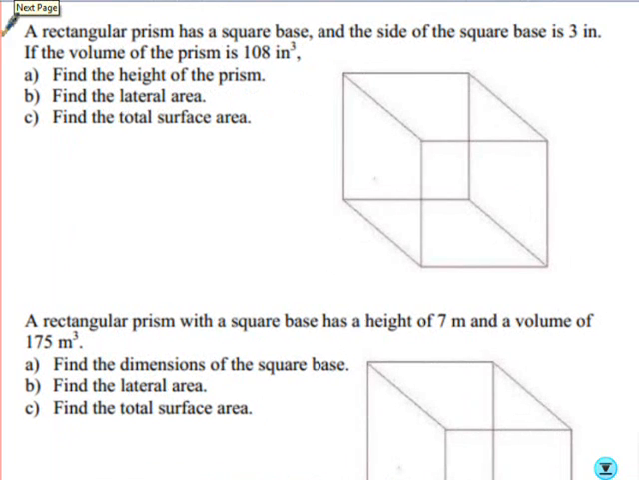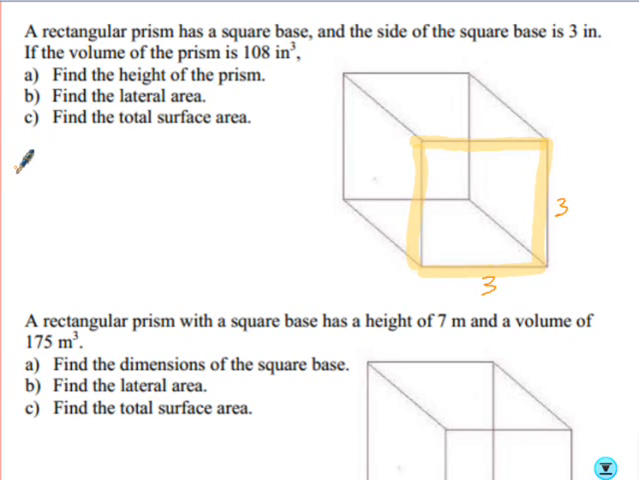A rectangular prism has a square base, and the side of the square is 3. So I'm going to actually draw that on here. So I'm going to say that my base is this side right here. Okay, that's my base. That one looks like a square. So it says that's 3. So that's 3 by 3. And then it says the volume is 108. Okay, so let's see. Let's find the height first.